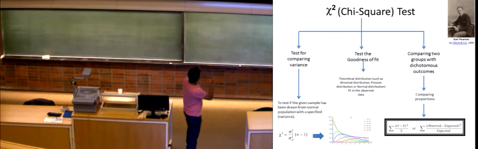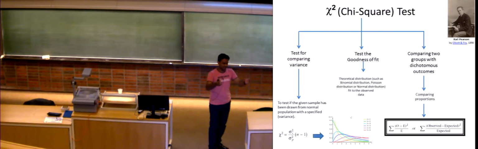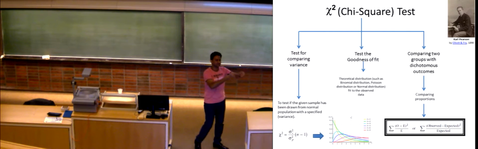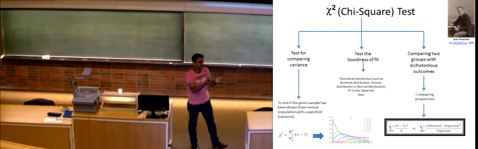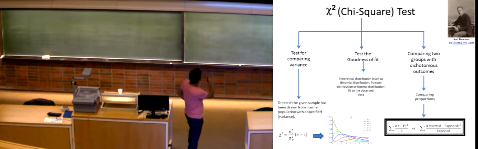So with the chi-square test, you can actually answer 3 questions. Test for comparing variance, meaning to test if the given sample has been drawn from a normal population with a specified variance. So if you want to test, you have collected your samples, you have quantified your standard deviation, and now you want to check if that deviation is similar to the population standard deviation. It's the same like the mean, like last time we have seen the mean with a T test and the Z test with one sample. Similarly, you can check that.